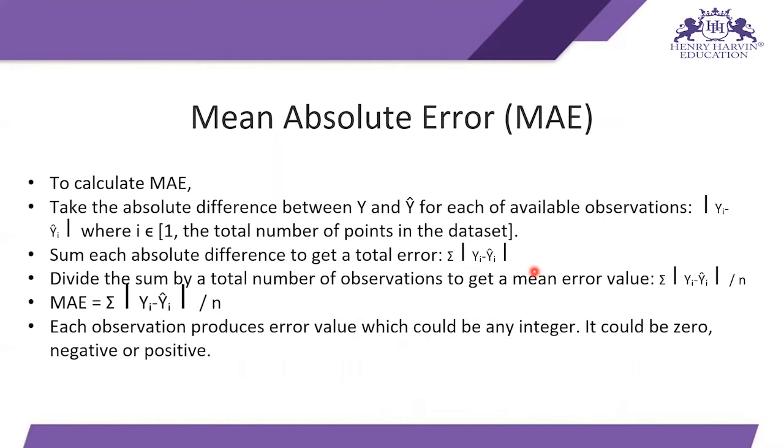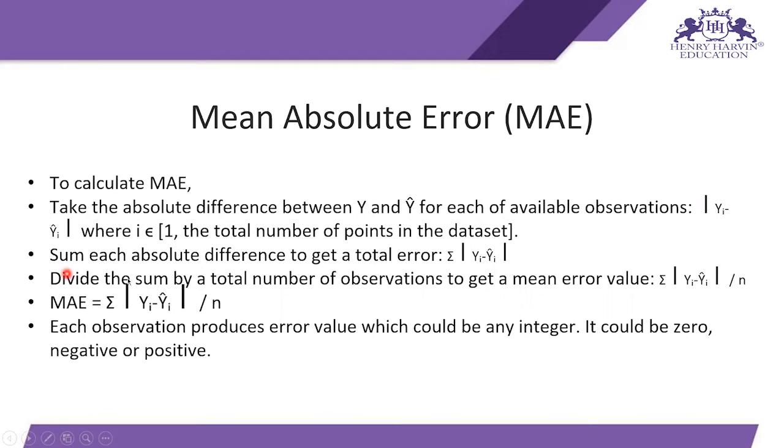To calculate the error, we have different methods. The first method is mean absolute error, which is MAE. To calculate the MAE, we first take the absolute difference between y and y hat for each available observation, |yi minus y hat i|, where i goes over the total number of points in the data set. Basically, it calculates the difference between the predicted value and the original value, and removes the minus sign by taking the absolute.